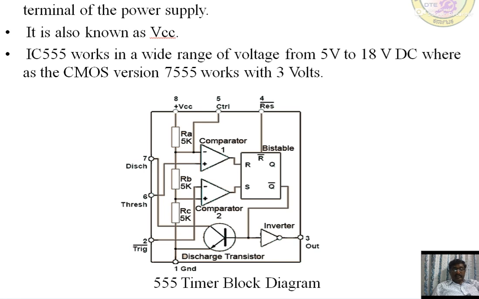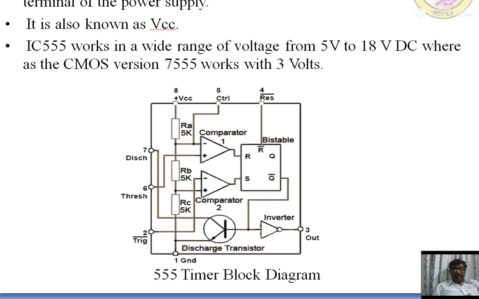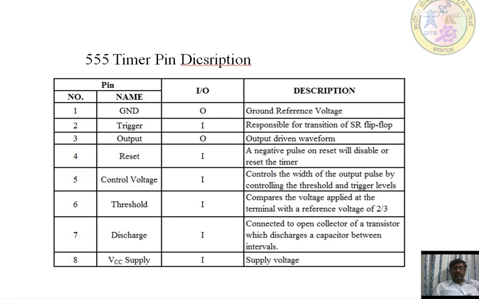Normally what you will have is the pin diagram. So this one is totally the pin descriptions. Pin number 1 is ground. It is acting as the output, that is the ground reference voltage. And pin number 2 is trigger, which is acting as the input responsible for the transition of the SR flip flop. And pin number 3 is the output pin, which is acting as the output pin and output driven waveform.